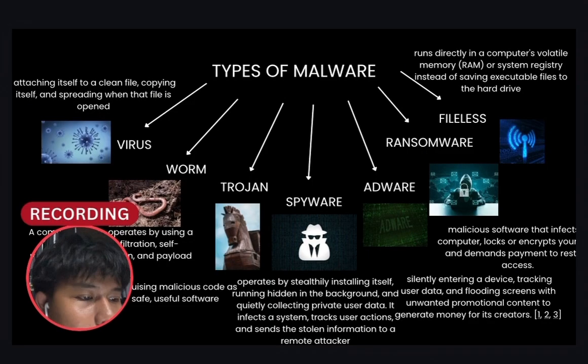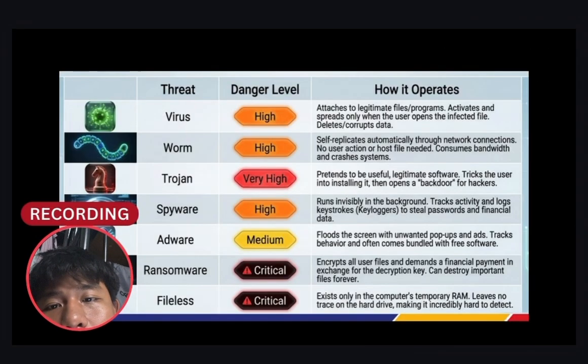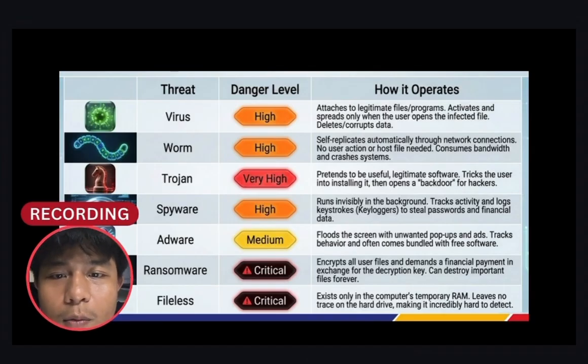And fileless runs directly in a computer's volatile memory, RAM, or system registry instead of saving executable files to the hard drive. So the danger level, as you can see here, for virus is high, worm is high, trojan very high, spyware high, adware medium, ransomware critical, and fileless is critical.